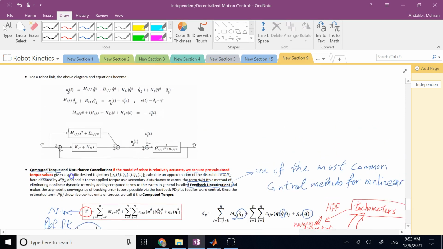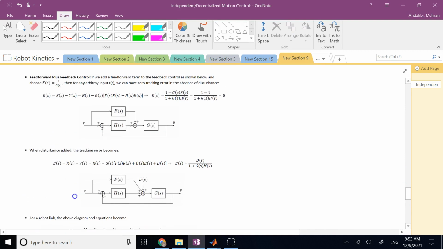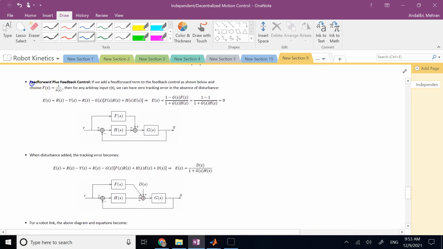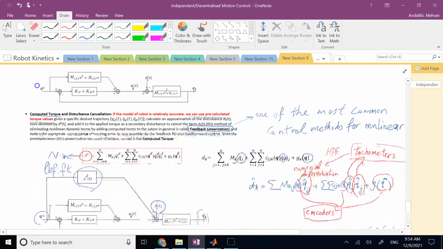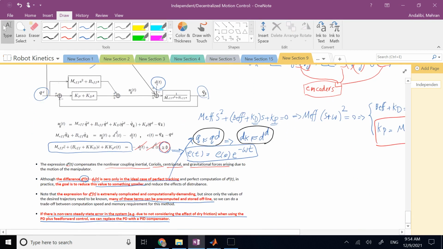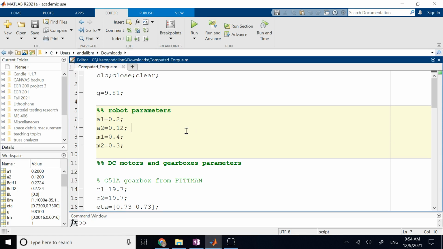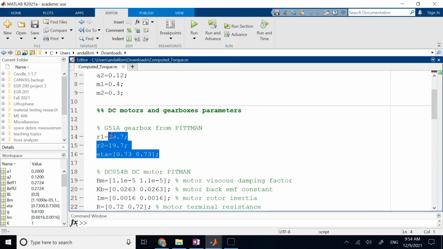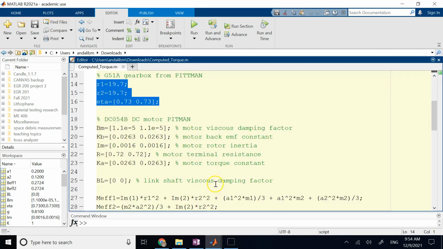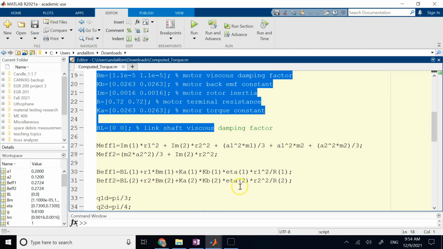Okay, so now that I explained the method and the logic behind it, why we add a feed forward, why we add a computed torque DD and everything, let's go ahead and look at a Matlab demo that I wrote for you. So this is my Matlab demo for the 2 degree of freedom planar arm. These are the robot parameters. These are the gearbox parameters, the DC motor parameters, the M and B effectives.